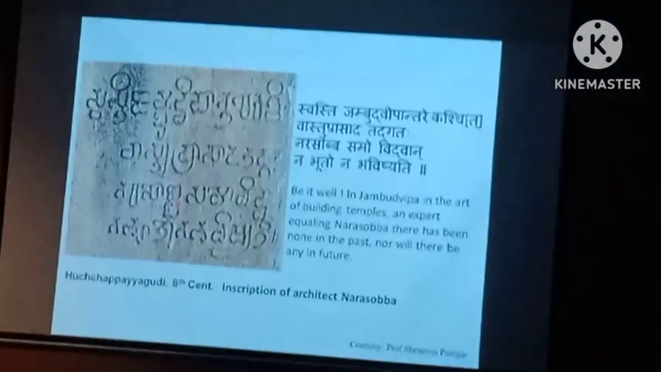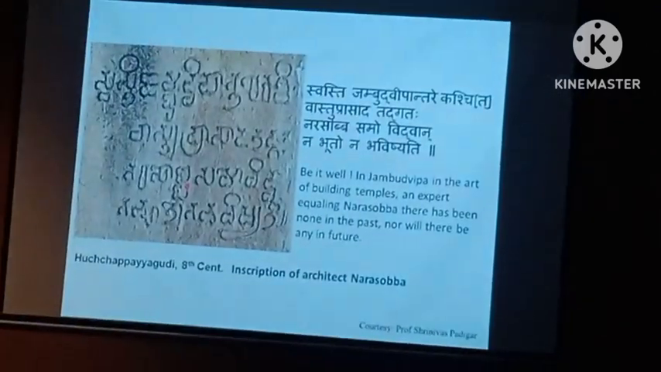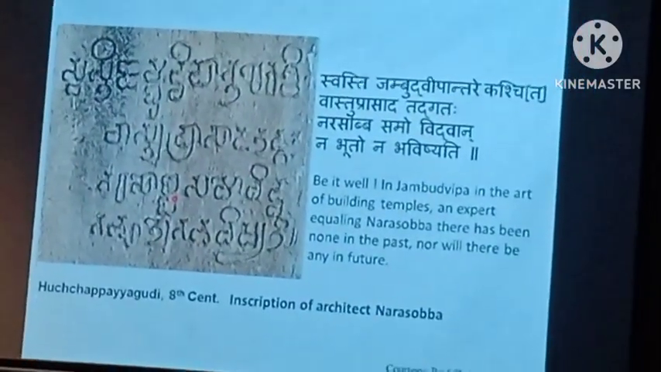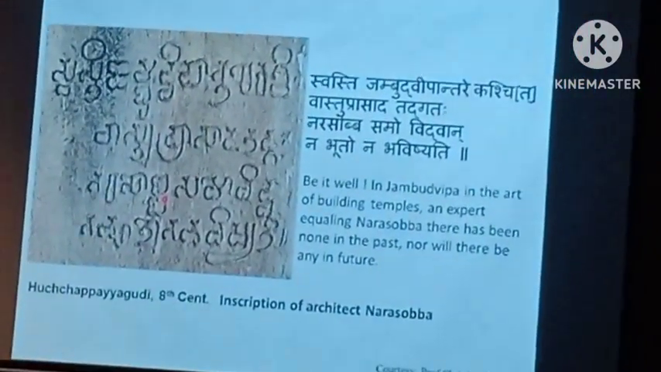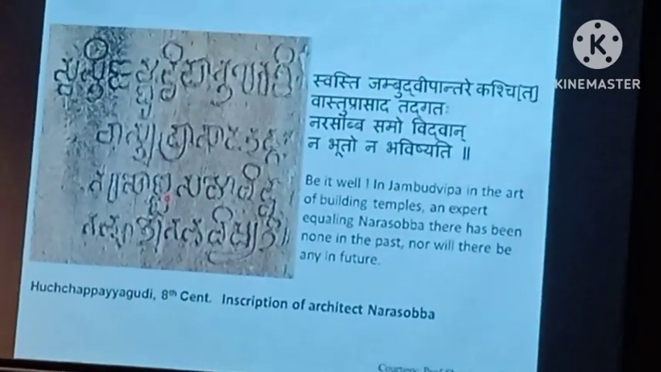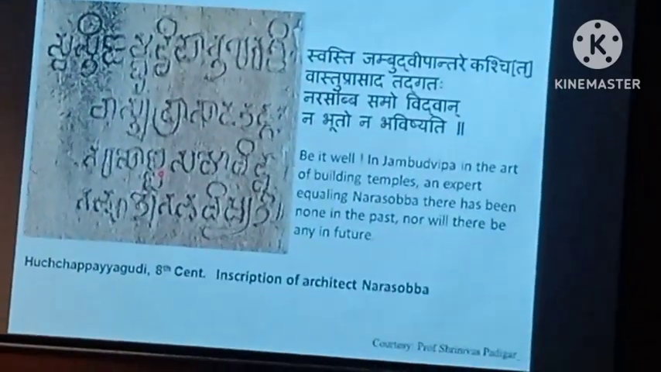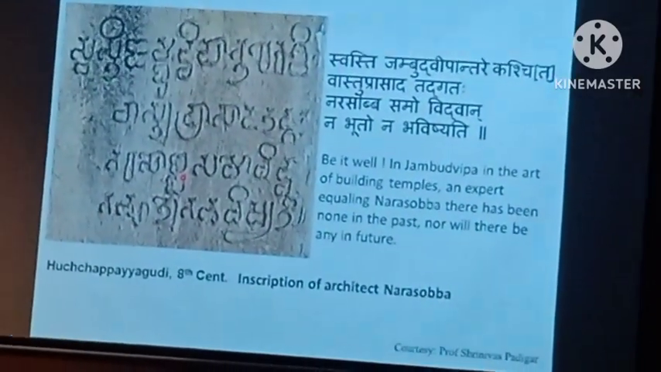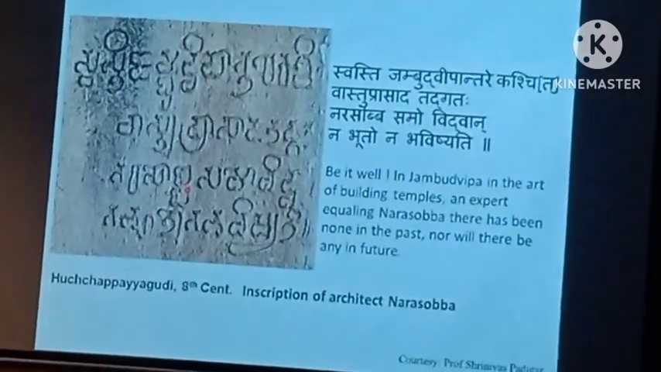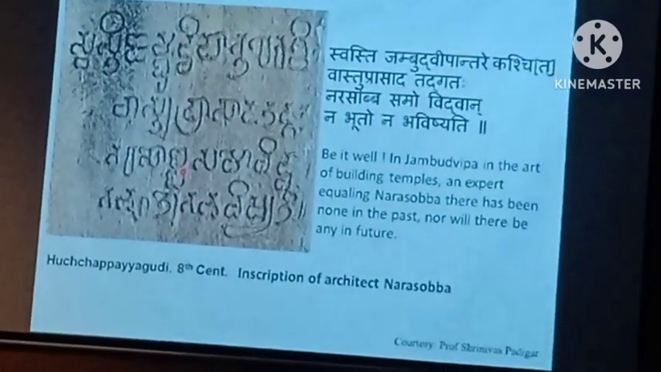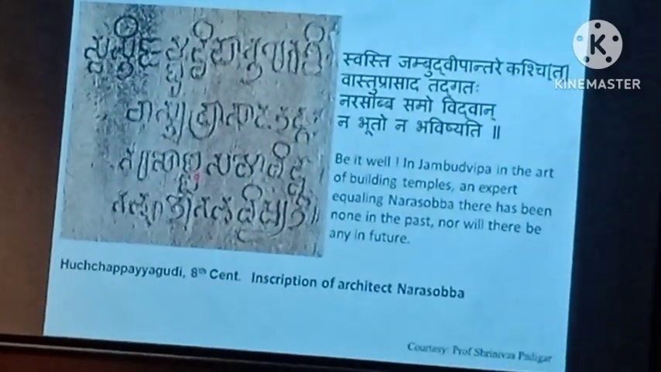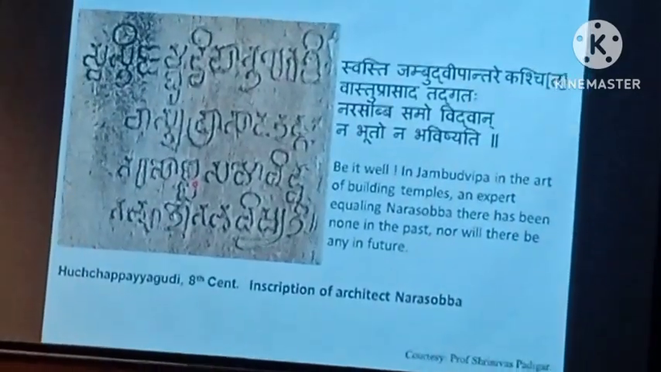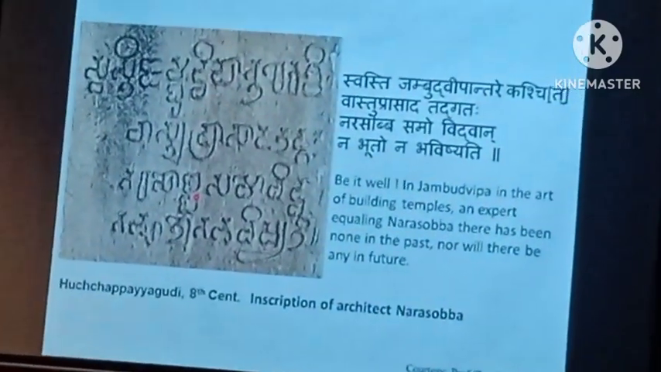Dr. Padigar actually gave me this as an example. It actually boasts, the Sthapati himself is boasting of his own capacity or capabilities, right? What he's saying is that in the entire Jambudvipa, the region of Bharat, in the art of building temples, an expert equaling Narasobba, the name of the Sthapati, there has been none in the past, na bhuto na bhavishyati, basically. So he himself had initiated.